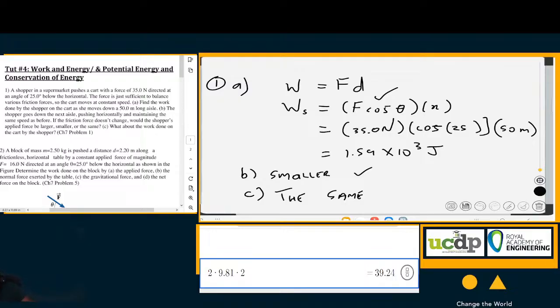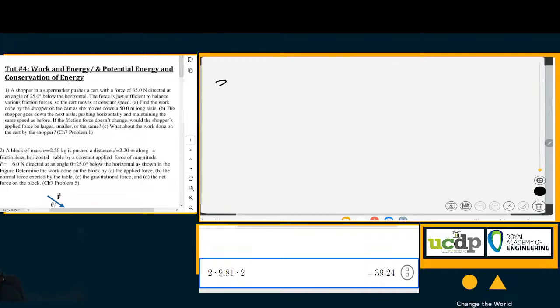Well, I had it here as the same, but I was wondering why it is the same because I used an example to calculate. I was just looking at my example. The applied force is smaller, yes, but the friction is also smaller, which means the work done is still the same. And that is the correct answer. Number 2.